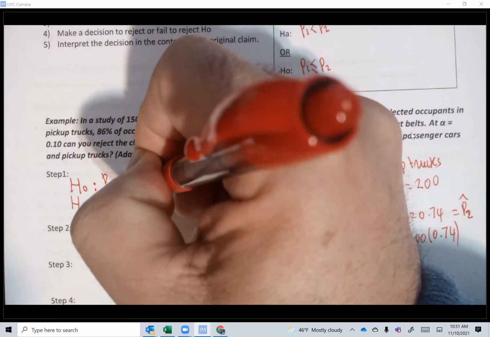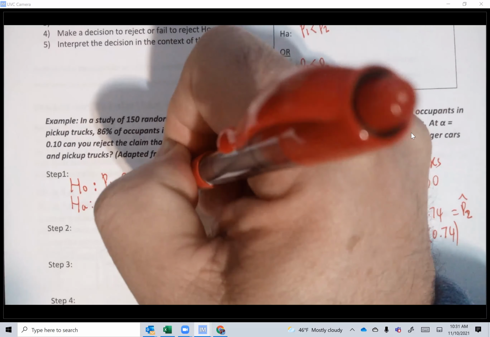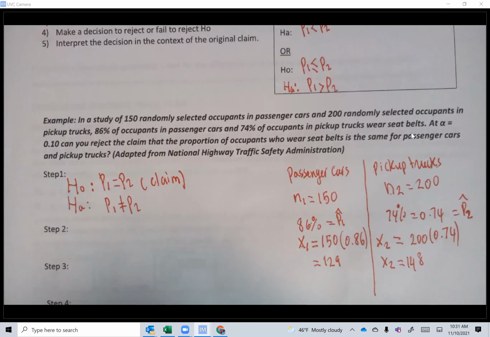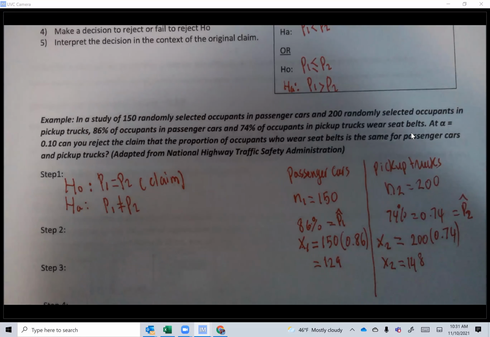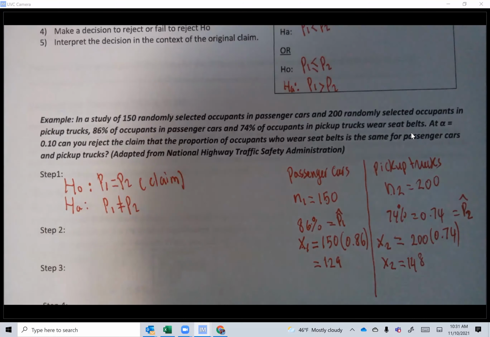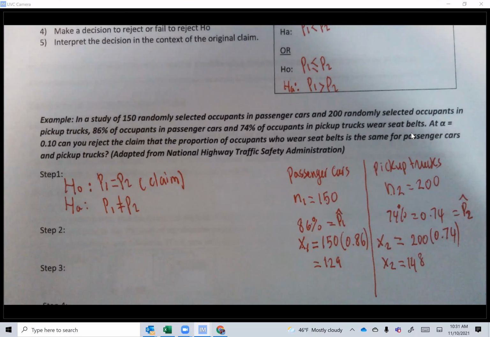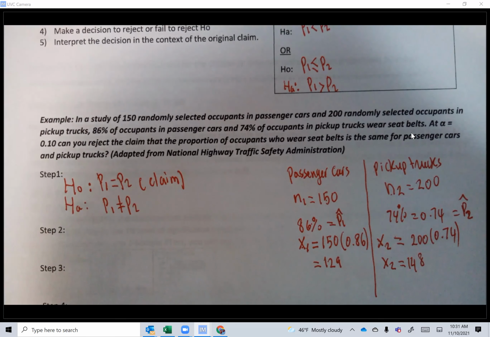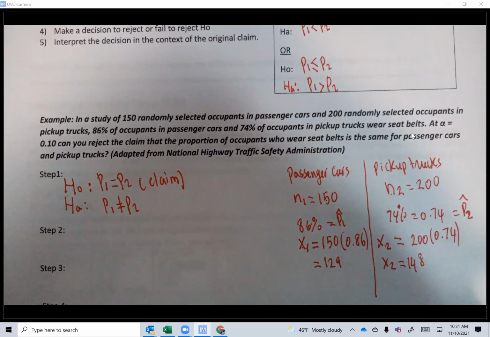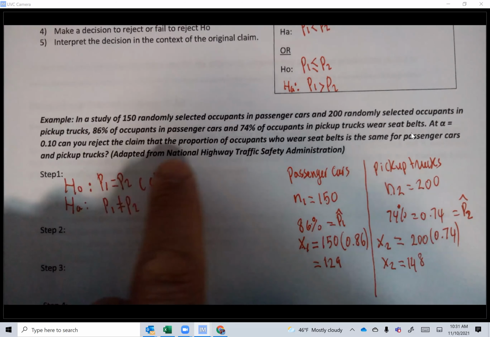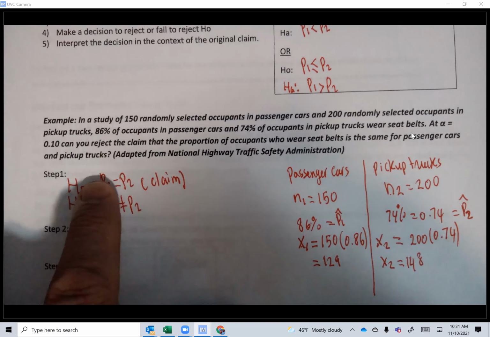And the claim is in H0 this time. That's why he didn't say, can you support the claim? Can you reject it? Remember, we always try to work against H0. So if the claim is in H0, we'll try to reject it. We don't favor it. Always we try to stay away from H0. Okay, so P1 equals P2. Now you ask me probably, how do we know we have to put mu1 and mu2? Well, he says a proportion, guys, so we better use P1 and P2.